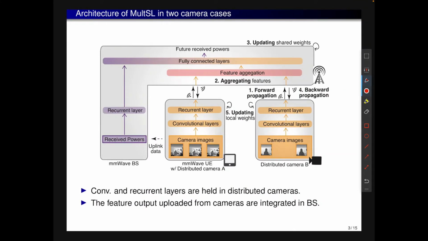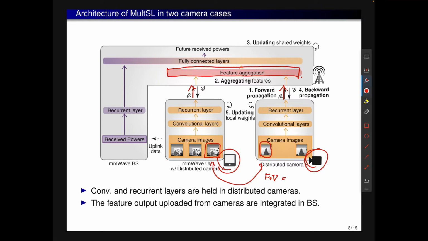Here's the architecture of multimodal split learning in the two camera case. We consider two cameras that have different fields of view. In this architecture, the key point is the feature aggregation method that aggregates two distributed camera image features. The reason is that images from different fields of view are essentially non-IID, right? So that prohibits aggregating layer parameters as in federated learning. So we employ feature aggregation in the upper base station procedures. Then this aggregated feature is combined with received power features in the fully connected layers, and the network outputs future receivable powers.